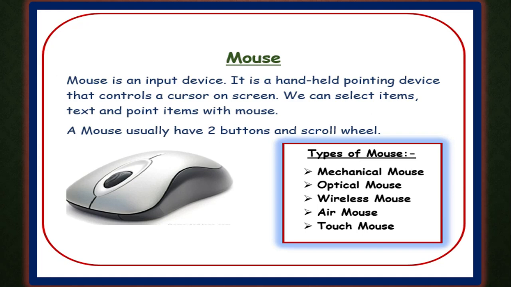So next is types of mouse. First is mechanical mouse, second one is optical mouse, third is wireless mouse, fourth is air mouse, and last one is touch mouse. So one by one we will discuss all the types of mouse.